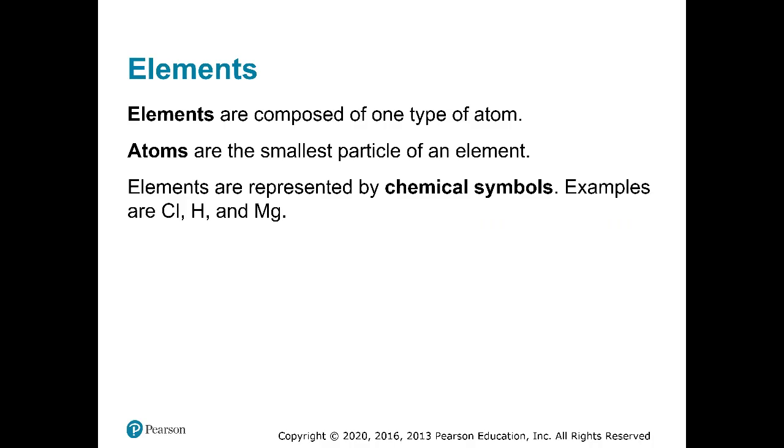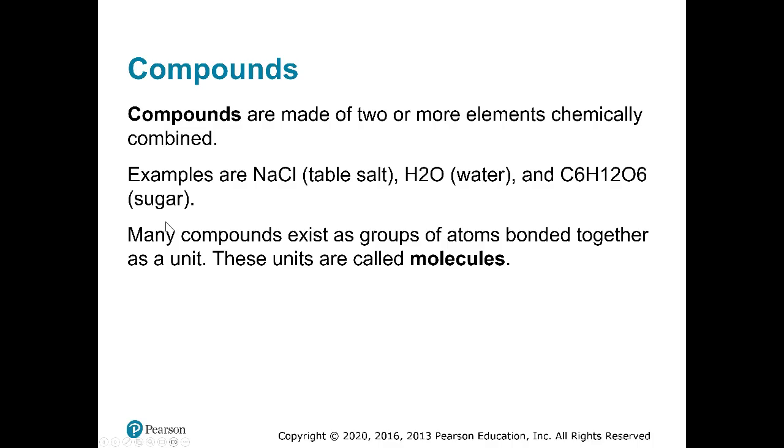So again, elements are composed of one type of atom. Atoms are going to be your smallest particle of an element. Atom literally means indivisible, but it is actually divisible. You can subdivide atoms. It was a misunderstanding back in the day, but we kept the name because it's a great name. Atoms. So again, elements will be represented by chemical symbols. Some of these examples will be things like chlorine, hydrogen, magnesium.